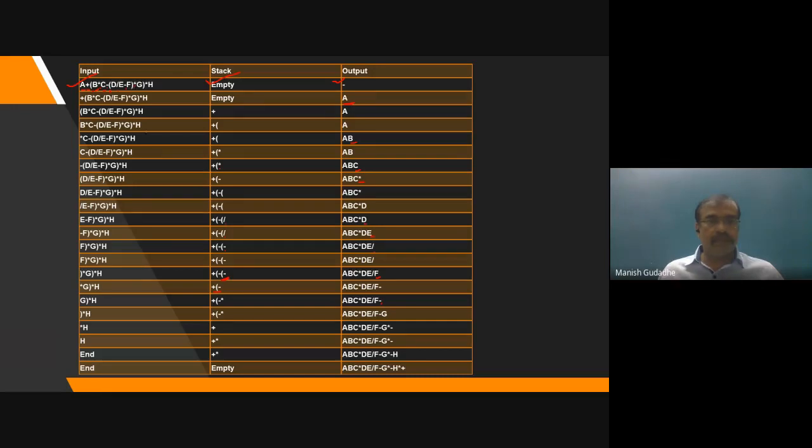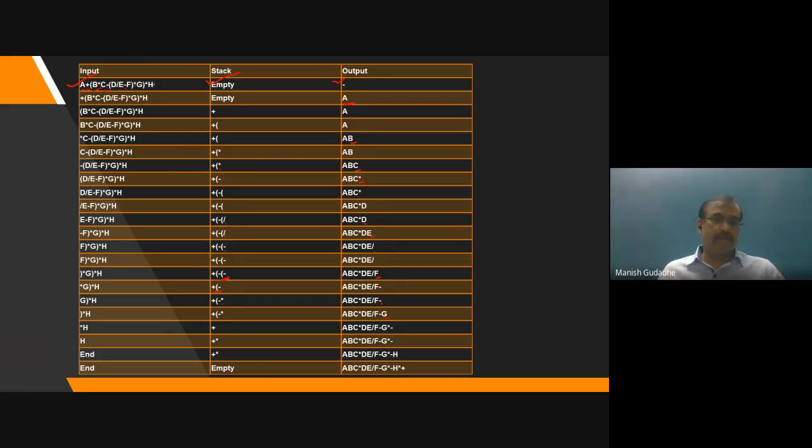Next symbol is the multiplication symbol. Check this operator with the operator on the stack. Unlike previous cases, here the scanned operator has higher precedence over the element on the stack. So there will be no change; we directly push the multiplication symbol onto the stack. Then comes G, which is posted to the output.